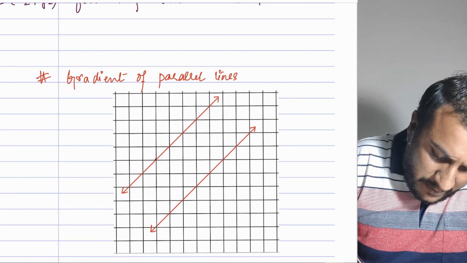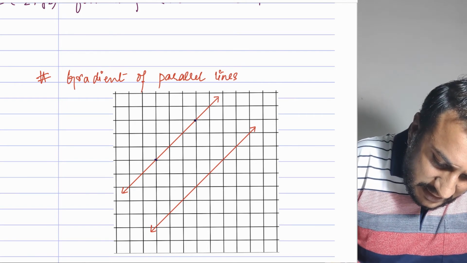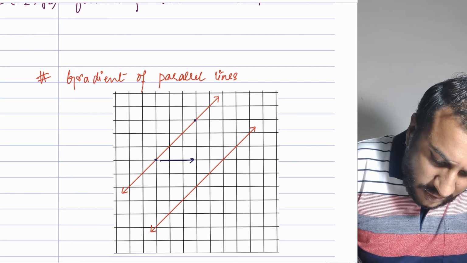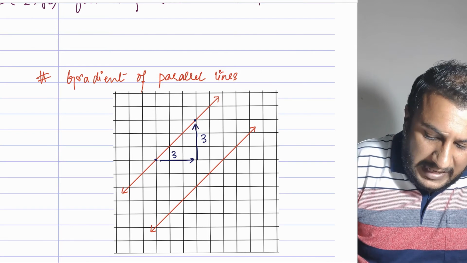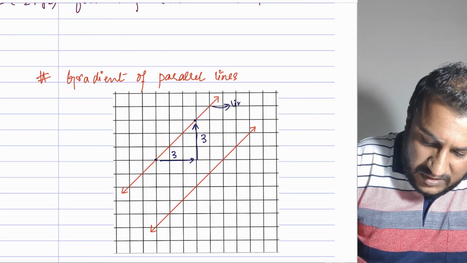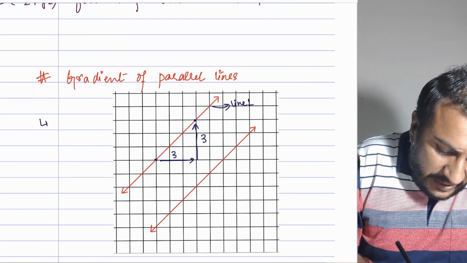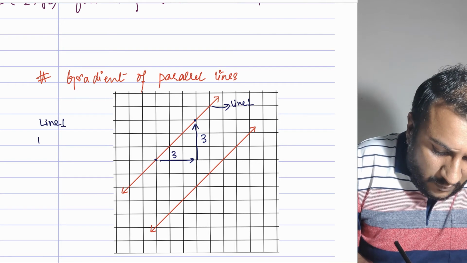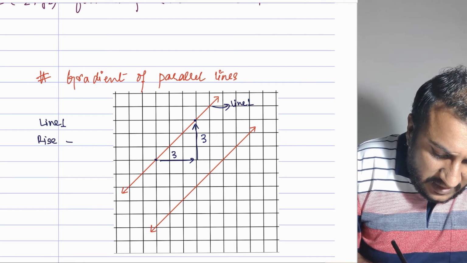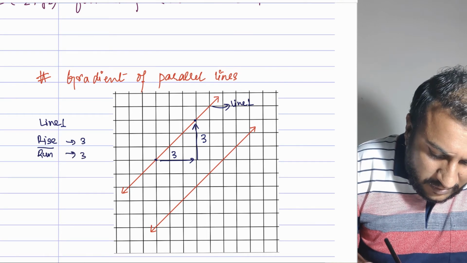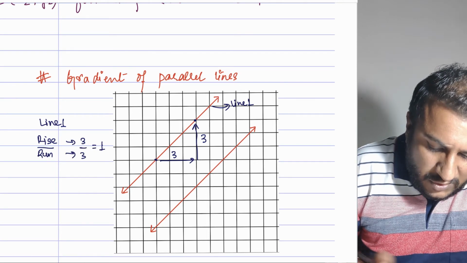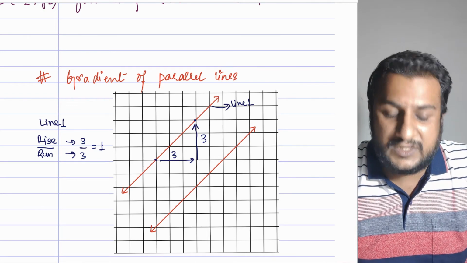Now let's suppose I mark this point and this point. What is the horizontal movement? 3 steps. What is the vertical movement? 3 steps. So rise over run for this line. Let's suppose this is line 1. If I write down line 1, what is the rise? It is 3 units, and what is the run? It is also 3 units. So 3 divided by 3, slope is 1, gradient is 1.